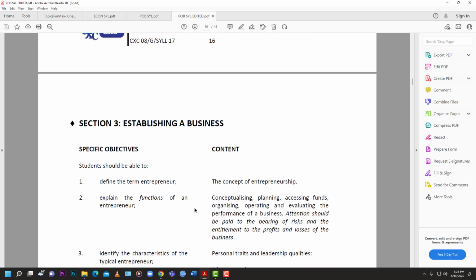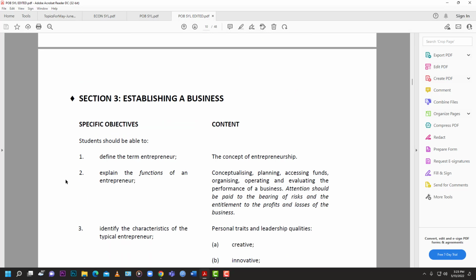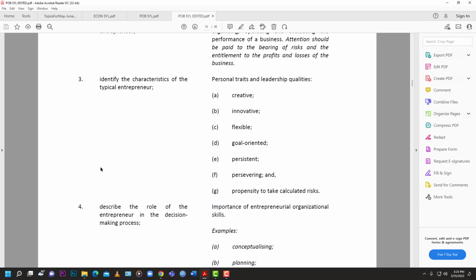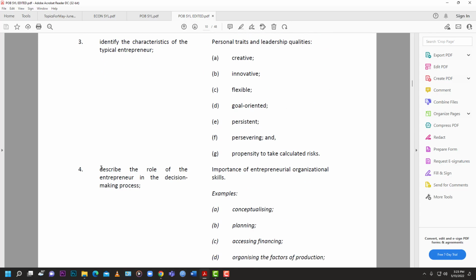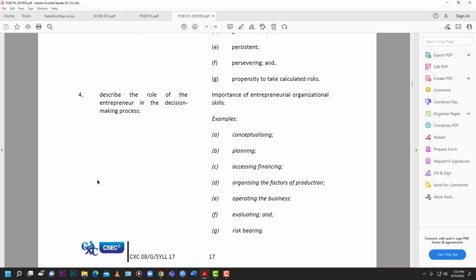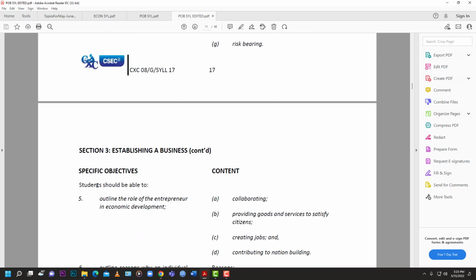So for establishing a business, we're looking at: define the term entrepreneur. Explain the function of an entrepreneur. Characteristics of a typical entrepreneur. So you have to know these things. The role of the entrepreneur in the decision-making process. You're looking at outlining the role of the entrepreneur in economic development.